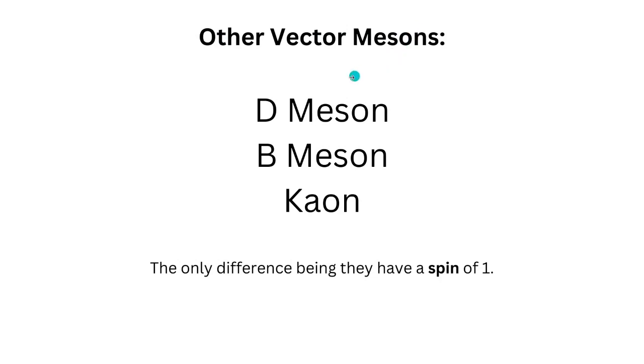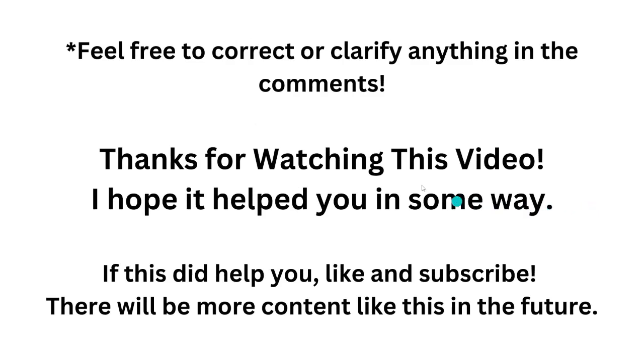So other vector mesons are D meson, B meson, and kaon. I know these were pseudo-scalar mesons, but the difference is that they have a spin of 1. So these are all the same except they have a total spin of 1.